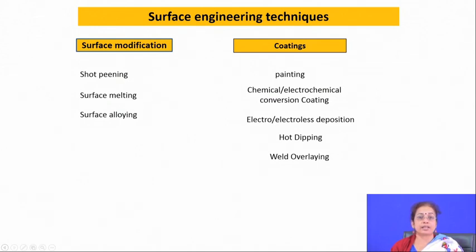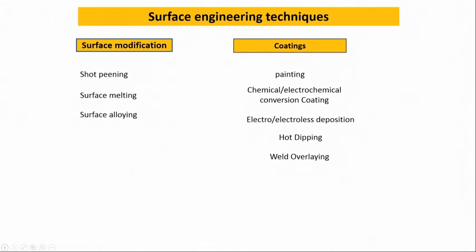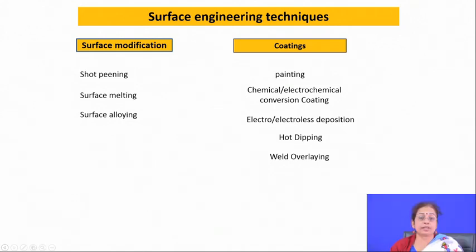Finally, surface alloying is another surface modification technique which basically enriches the surface with other alloying elements and which prevents corrosion to a large extent. So, surface alloying may be applied for prevention of corrosion, for example, galvanic corrosion, high temperature oxidation, or general corrosion. So, these are three surface modification techniques which might be applied to combat the corrosion problem.